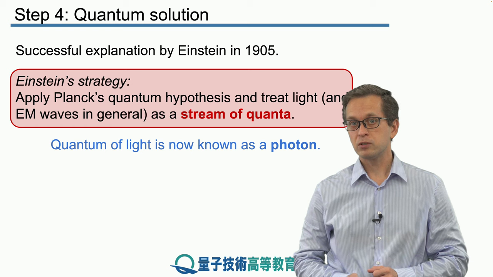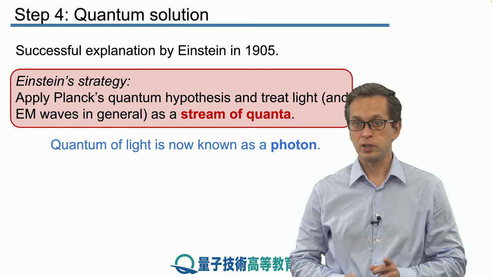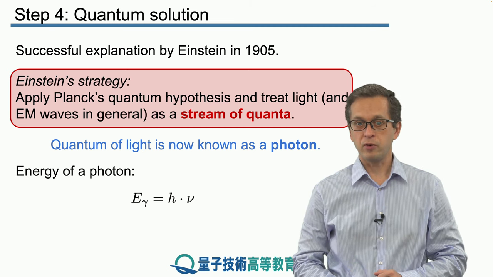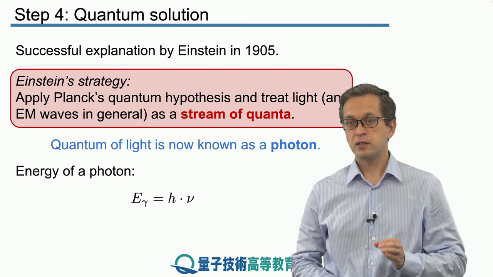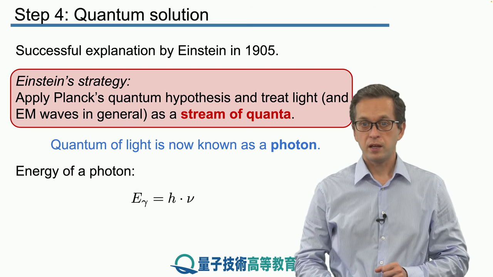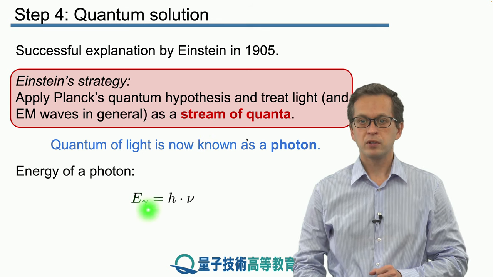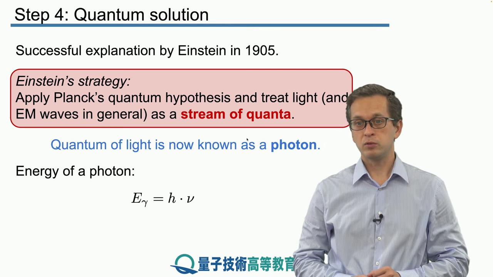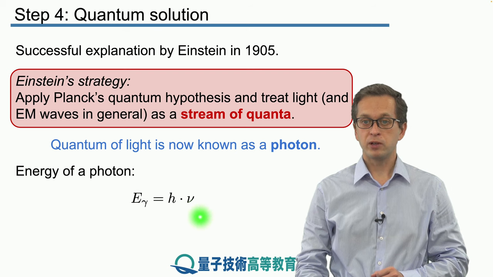Although Einstein did not refer to them as photons, he called them Licht quanta. And his basic postulate is the following. He assumed that every photon has a certain amount of energy. This energy is denoted by E gamma. In physics, often we use the Greek letter gamma to denote photons of light. And it's given by the following relationship.